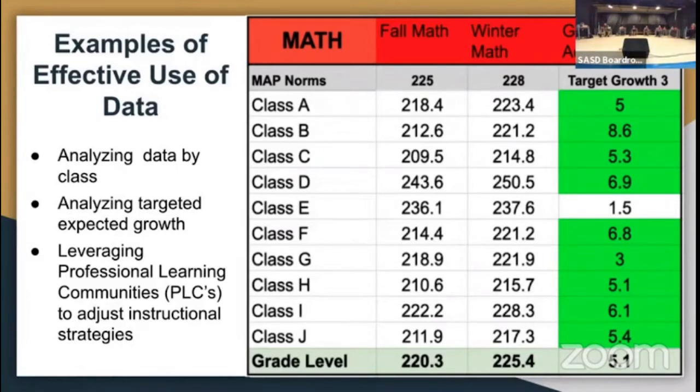So that PLC team will talk about what kind of instructional strategies we can implement to keep all of our students growing. If you look at the data, those students in those classes are exceeding the norm. However, we still want all of our students, even if they're high flyers, to continue to grow at the rate that the NWEA expects.